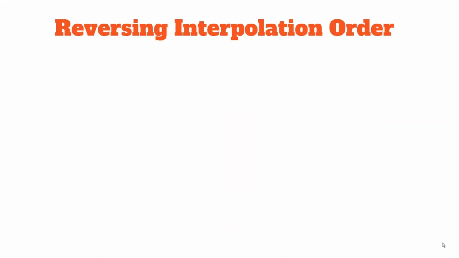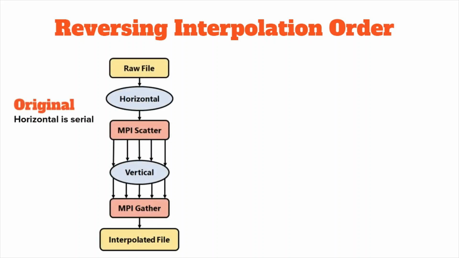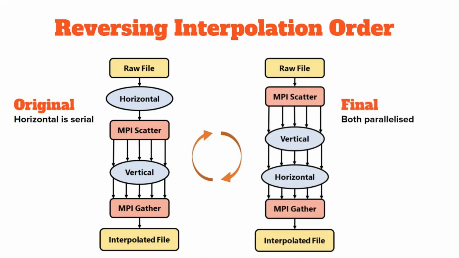Our third task was to reverse the order of horizontal and vertical interpolation in the tool. Originally, only vertical interpolation was made parallel, but the idea here was that by reversing the interpolation order, we could take advantage of the MPI processes that were used. And in doing so, the horizontal interpolation would also be parallel. Ideally, this would improve the overall performance of the tool. Sadly, this didn't quite work out as we'd hoped.